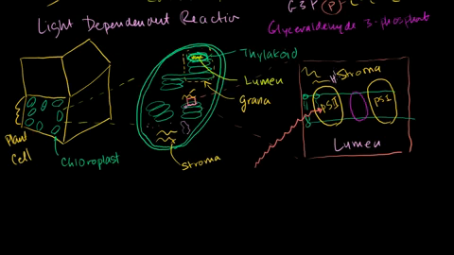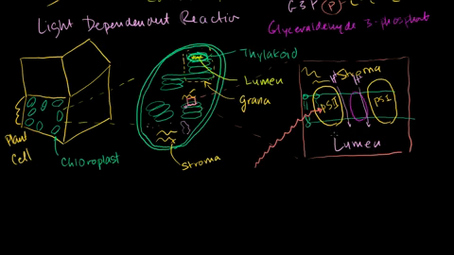So you have all of these hydrogen protons. Hydrogen protons get pumped into the lumen. And you might remember this from the electron transport chain. In the electron transport chain, as electrons went from a high potential, a high energy state, to a low energy state, that energy was used to pump hydrogens through a membrane. In that case, it was in the mitochondria. Here, the membrane is the thylakoid membrane.